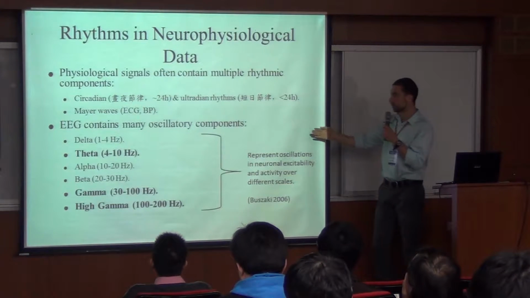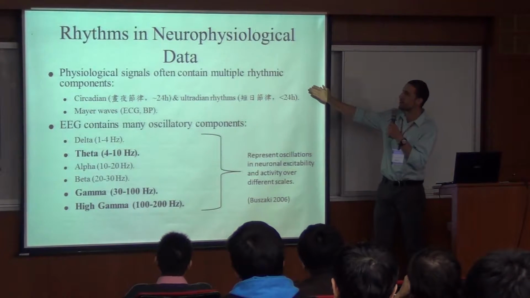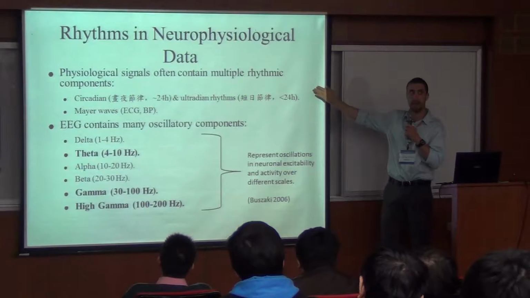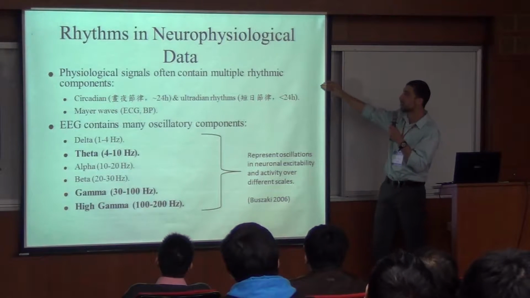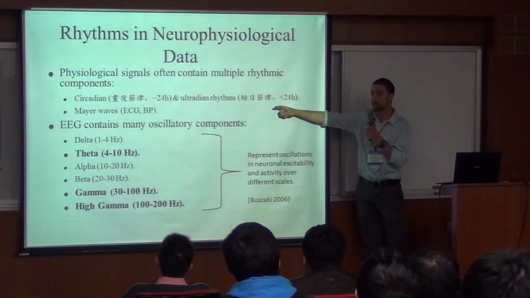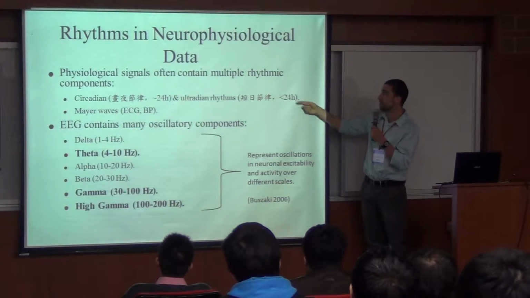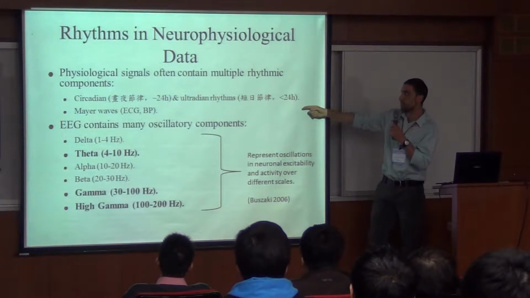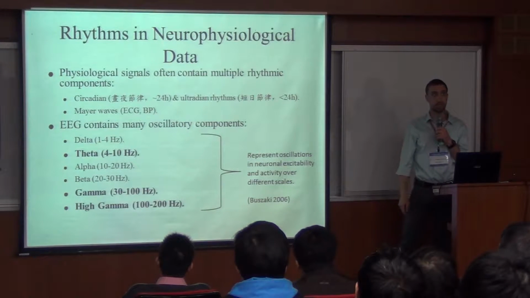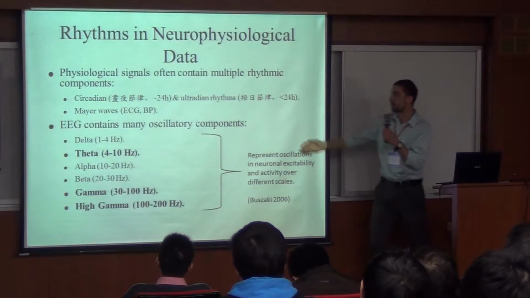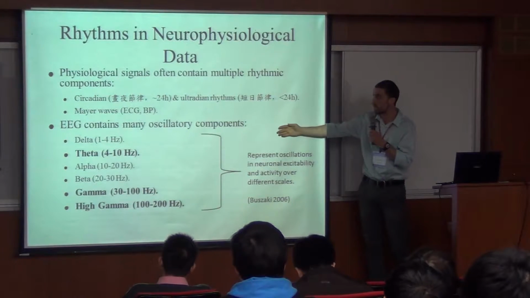If you saw Hukun's talk this morning, he discussed how there are rhythms in physiological and neural data at a variety of scales, including scales around a day, having periods around a day, such as circadian fluctuations. There are ultradian rhythms with periods around an hour, and then there are rhythms such as Meyer waves having periods of several seconds. I'm mostly going to be talking about faster oscillations in EEG activity.